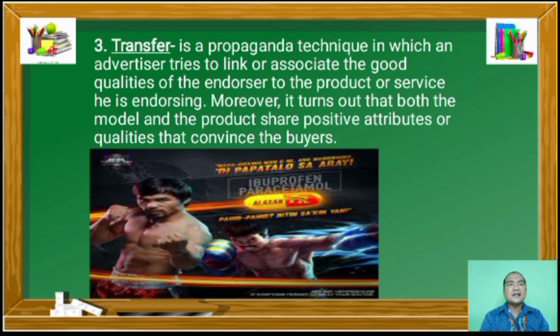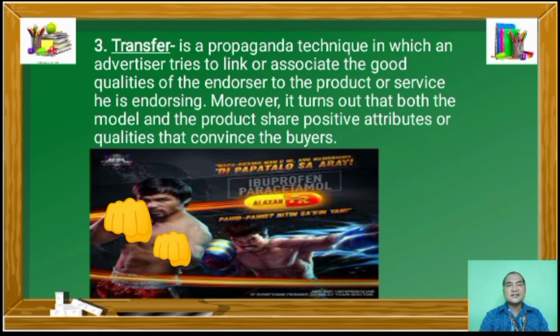It is a propaganda technique in which an advertiser tries to link or associate the good qualities of the endorser to the product or services that he is endorsing. Moreover, it turns out that both the model and the product share positive attributes or qualities that convince the buyers. What does it mean? This ad intends to convince buyers to buy because the boxer's strength is transferred or is associated with the quality of the product.